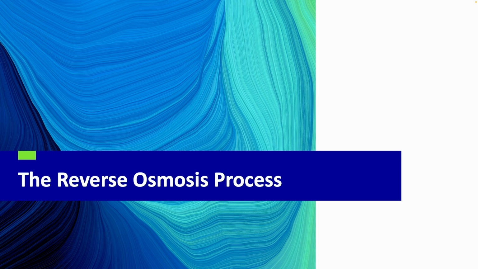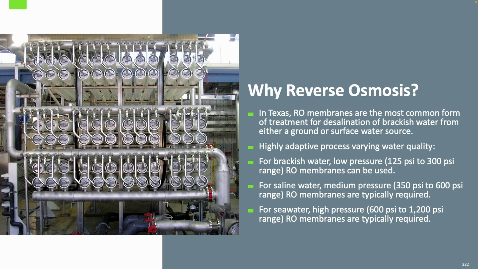So now I'll talk about the reverse osmosis process. So why reverse osmosis? In Texas, that's the most common technology used for desalination. Not only Texas, I would say worldwide, both from a municipal perspective and also from an industrial perspective. It's a highly adaptive process that will handle various salinities of brackish water and seawater. So it's just at what temperature or what pressure you're operating at and what recovery you're operating at.